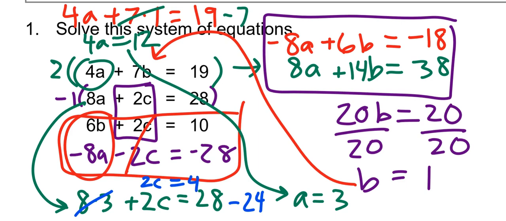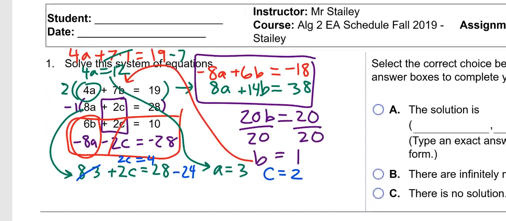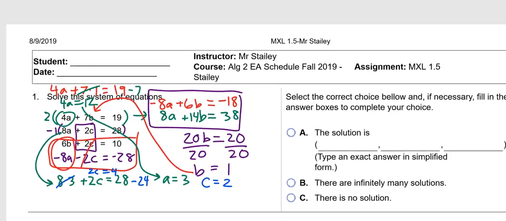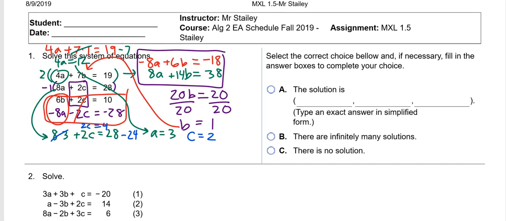What does that mean about C? C is 2. So what's my answer to the question? 312. It is a specific location in the universe where those systems meet.